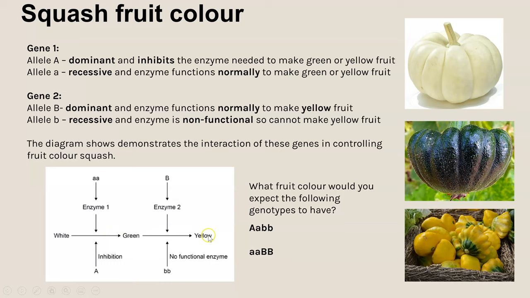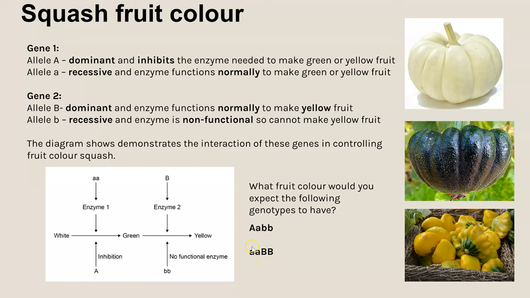So this individual, squash, has a dominant A. And what we're shown here is if you have for gene 1, which is coding for the first enzyme, if you have a dominant allele, that means the enzyme is inhibited. So therefore, this reaction of going from white to green wouldn't happen. So that means the phenotype for this particular genotype would be white. So even though they've got the alleles for the second gene, it doesn't matter because the first gene is masking that expression. So that's how this is another example of epistasis.